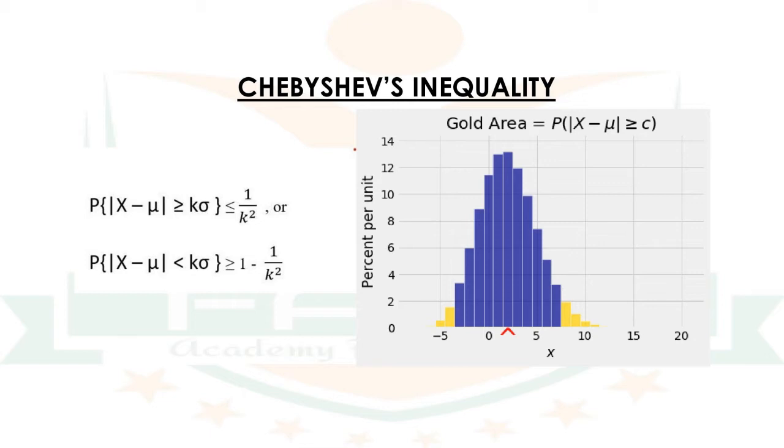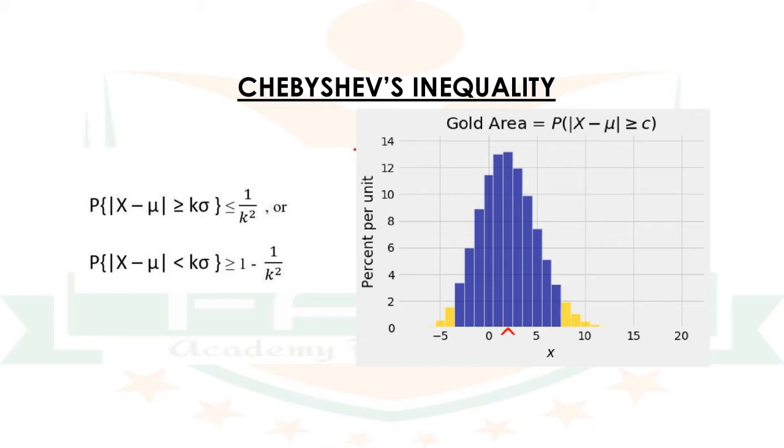It is defined as: if X is a random variable with mean mu and variance sigma square, then for a positive number k, we have probability of modulus of X minus mu greater than or equal to k sigma is less than or equal to 1 by k square. Or we can say that probability of modulus of X minus mu less than k sigma is greater than or equal to 1 minus 1 by k square.